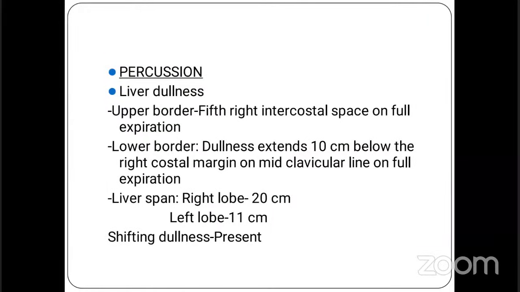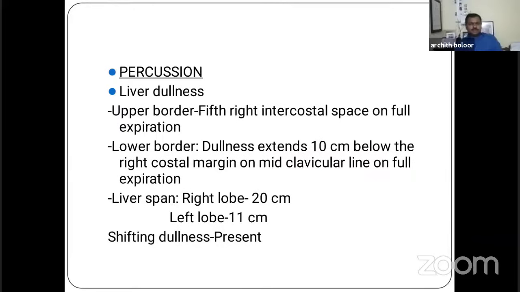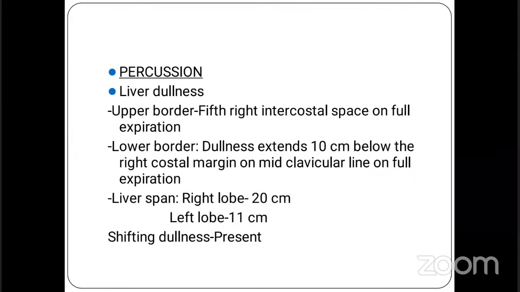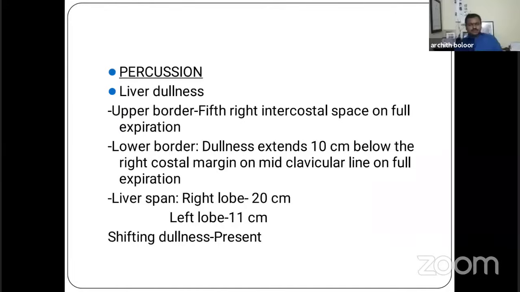Percussion. Liver dullness was felt, upper border fifth right intercostal space on full expiration. Lower border extends 10 centimeters below the right costal margin on the mid-clavicular line on full expiration. Liver span, right lobe was 20 centimeters, left lobe was 11 centimeters. Shifting dullness is present. What's a normal liver span? Less than 13 centimeters, 10 to 13 centimeters is normal. So here you have almost 20 centimeters, so it's a big one. Okay, shifting dullness is present. Okay, fine.